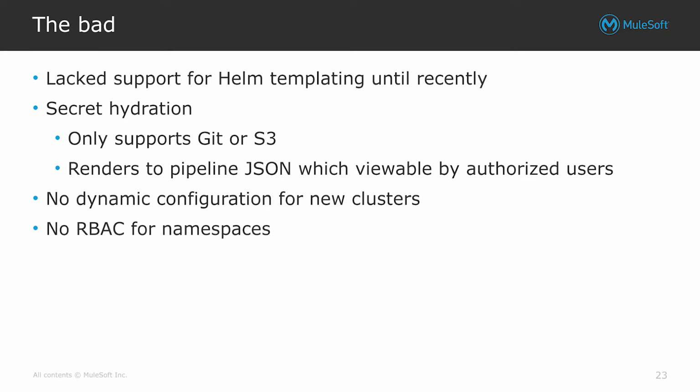All our Kubernetes stuff was Helm templated. So this was a bit of a blow, because we would have had to rewrite all of our manifests. Secret hydration is limited right now to Git or S3 for storing configuration and secrets. And my biggest issue with it is that it renders every manifest that you deploy to Kubernetes into the UI, which includes secrets, which, if you're familiar, are just base64 encoded values, which means anyone with read access to that pipeline can see all those secrets.